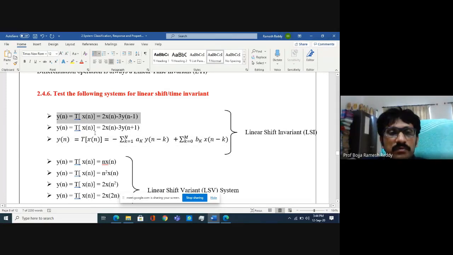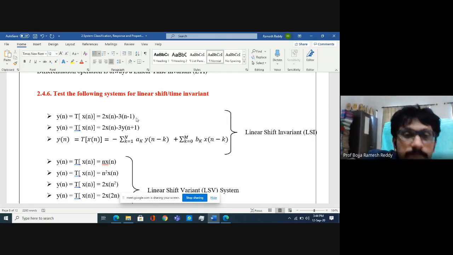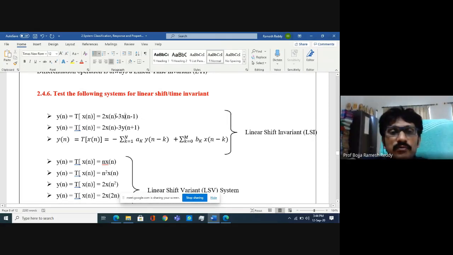In the second example, the first example actually includes present input and past input. The second example has present input and past output, again no problem. It includes only constant coefficients, and n minus 1 means past, n plus 1 means future. No problem for that, future and past.